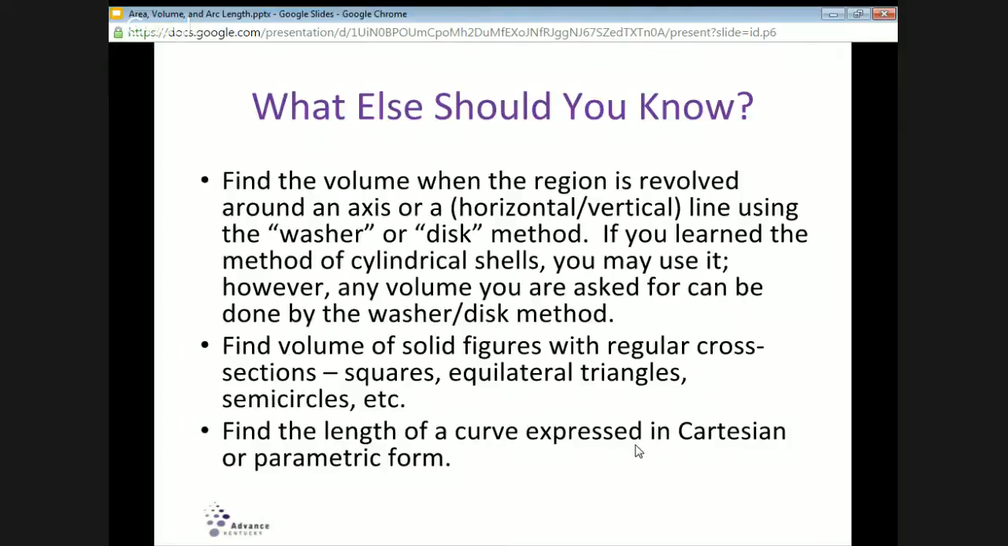You should know how to find the volume of solid figures with regular cross sections, squares, circles, triangles, something that'll be easy for you to take the area of. And finally, you need to be able to find the length of a curve expressed in either Cartesian, x y, or parametric, x of t, y of t form. This last bullet is the only one that's specific to the AP Calculus BC exam. Everything else is also tested on the AP exam.